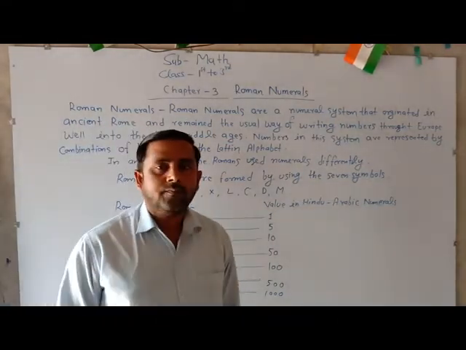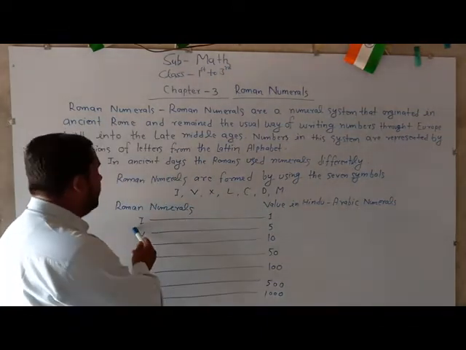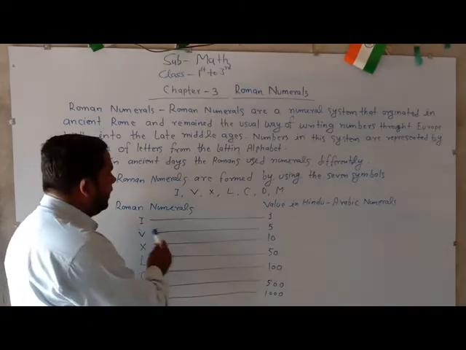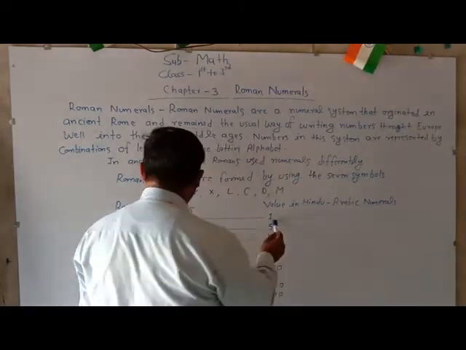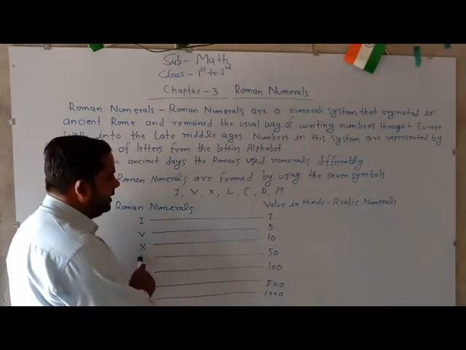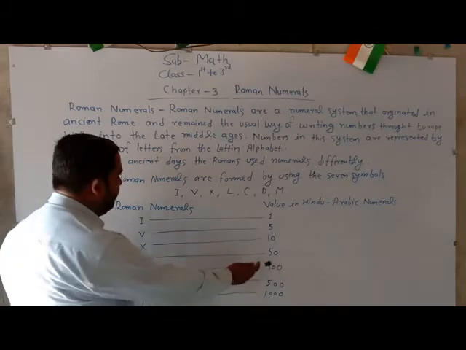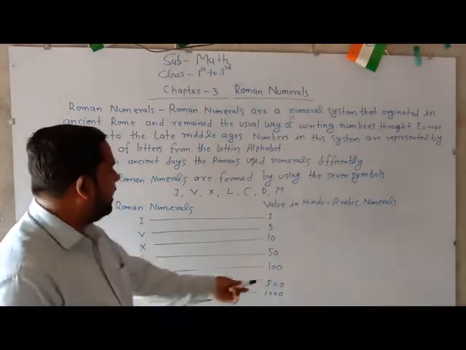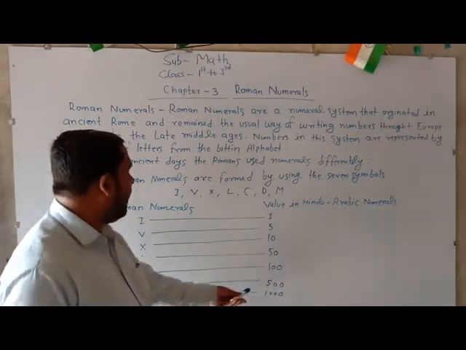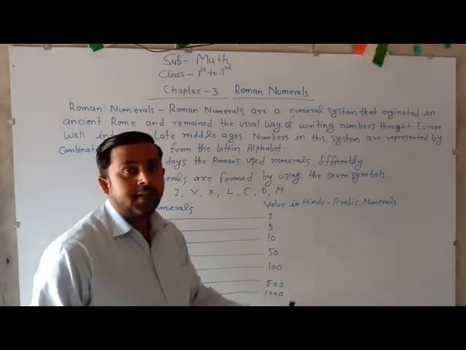As you are looking, I represents 1, V represents 5, X represents 10, L represents 50, C represents 100, D represents 500 and next M represents 1000.